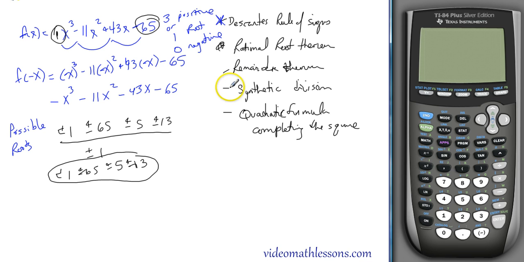Next one, the remainder theorem. The remainder theorem says if you plug in a number, whatever you get left over is the remainder. And if it's a root, I'm looking to get a 0 left over. Well, I could try plugging in a 1 because 1's pretty easy. So I have 1 minus 11, so I'm at negative 10, plus 43, so I'm at positive 33, minus 65. Well, that doesn't work.